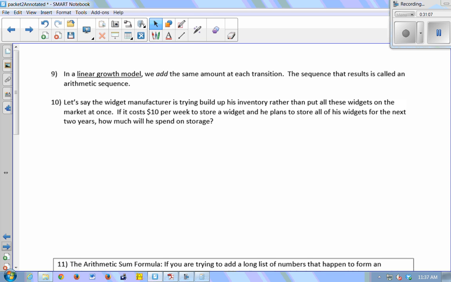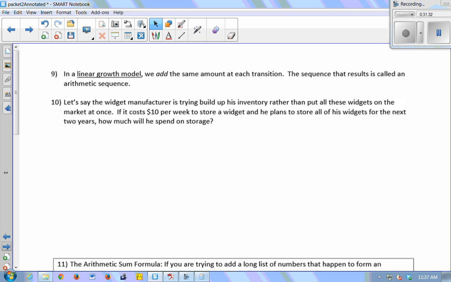No, because we started with 387. Those 387 are going to be in storage for a full 2 years. But then the next week, the widgets that he makes only have to be stored for 103 weeks, right? Because they weren't in storage for that past week. They were being made, right? And then the next 37, they only have to be stored for 102 weeks.